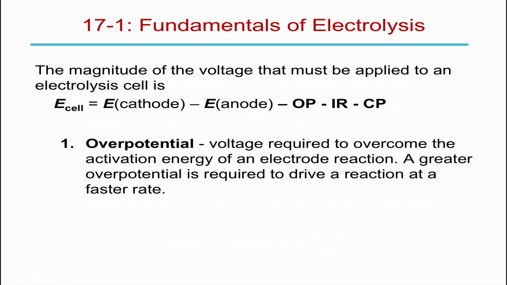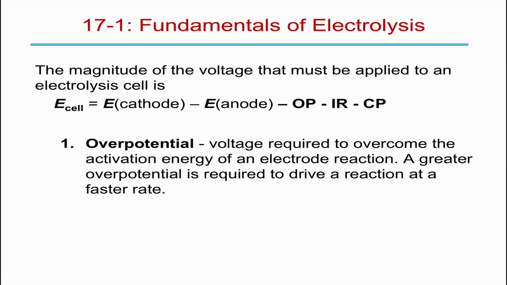The problem is that the cell potential, that 0.9 volts, isn't quite right. So we have E cathode minus E anode, but we have to add three additional terms. OP stands for overpotential, IR stands for resistive potential, and CP stands for concentration polarization. These terms are due to the fact that we're actually passing a real number of electrons through the cell. So let's begin with overpotential. It's the voltage required to overcome the activation energy of an electrode reaction.